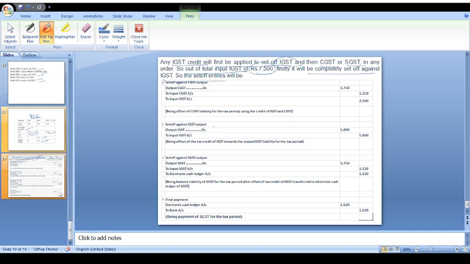Now set off of IGST output. IGST given 5,000 and input also given 5,000. Now SGST set off, output SGST is given 3,750. Input is given 2,130 and electronic cash ledger given 1,620. Now final payment, electronic cash ledger 1,620 and to bank, that will be also 1,620. This is the payment of SGST for the tax period.